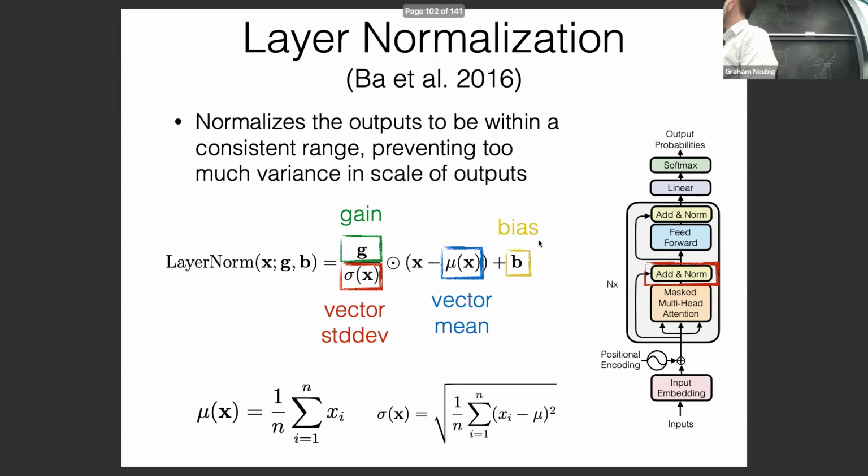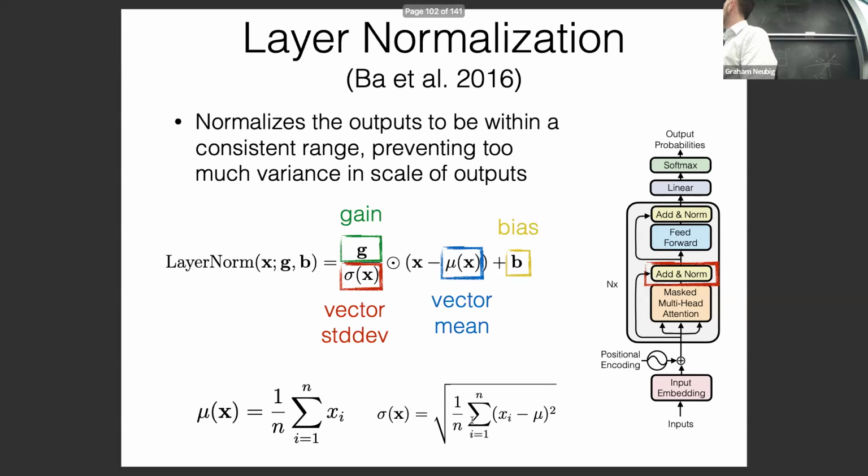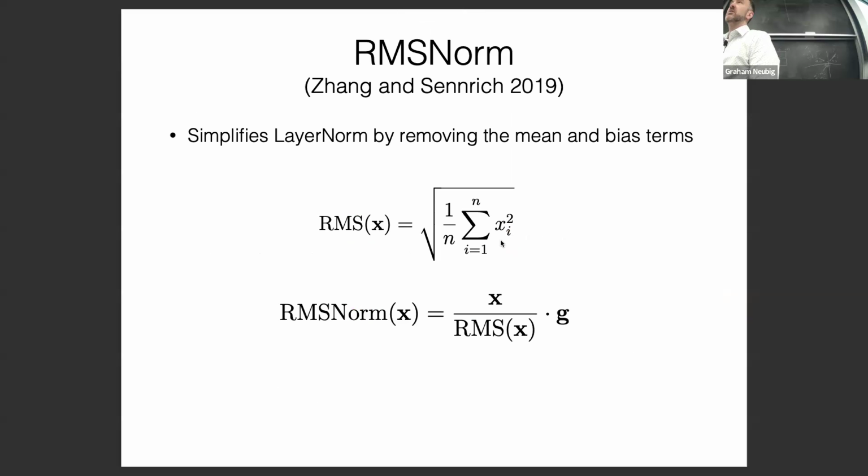So what you can see is, if you look back at layer normalization, we were calculating the mean. Here we don't have any mean calculation. Here we're subtracting the mean. Here there's no subtraction of the mean. So that's basically the difference between the two.